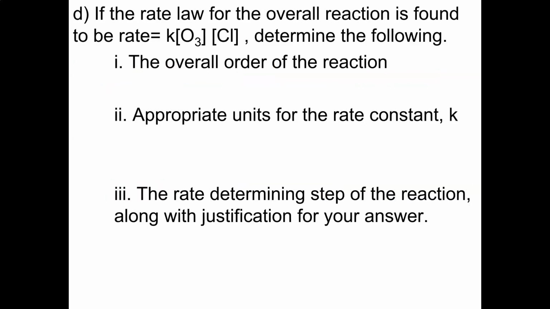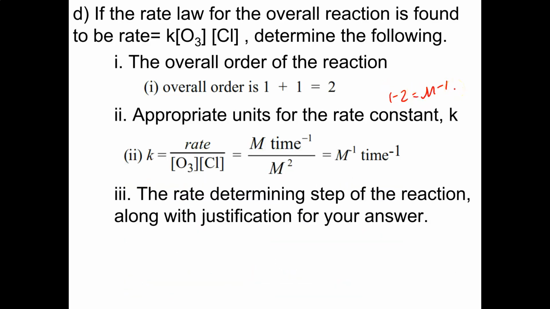If the rate law for the overall reaction is found to be rate equals k[O3][Cl], determine the following. Overall order of the reaction: 1 plus 1 is 2. That's your exponent. Remember, those are your orders. If you don't see a number, you assume it's 1. So 1 plus 1 is 2. Appropriate units for k: what's 1 minus 2? That's right, M to the negative 1. And the units for time, they didn't give it to you, so you just call it time to the negative 1. See how that is? Shortcuts, that's what it's all about.